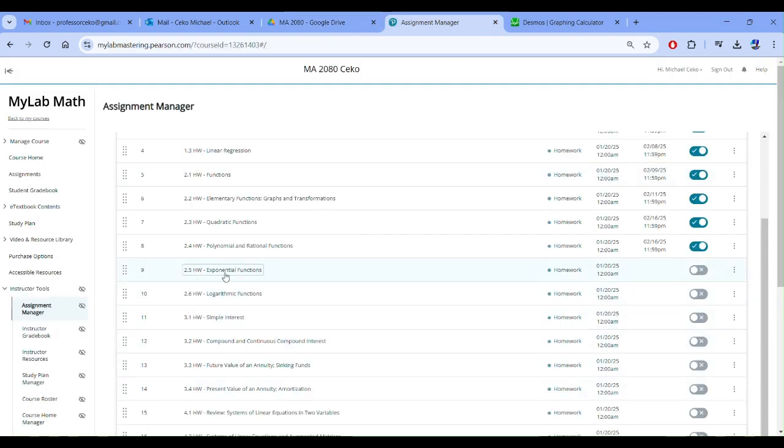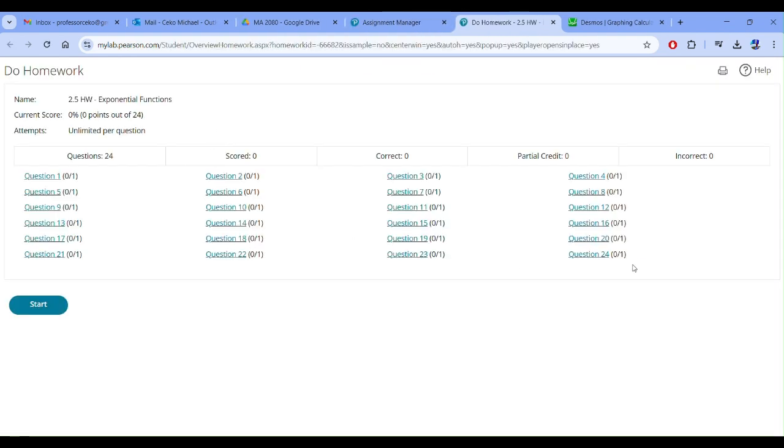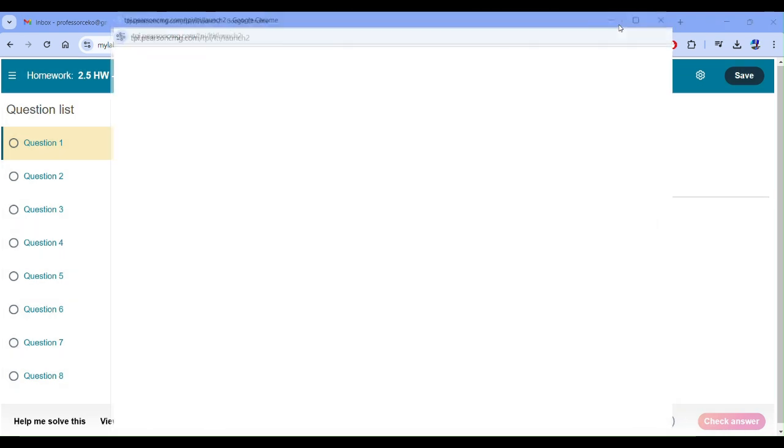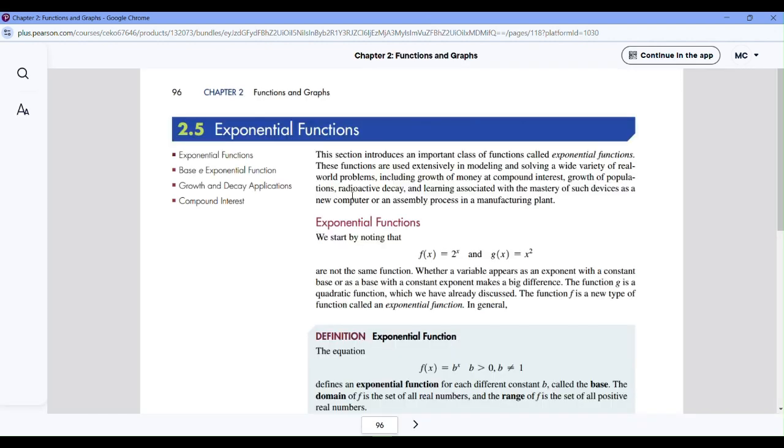So looking at homework 2.5 exponential functions, let's take a quick preview. And we can see that we have 24 questions. Clicking on the first one and going to the textbook, I'm again looking for formulas, definitions, anything really in blue that's going to stand out. I don't need step-by-step process.